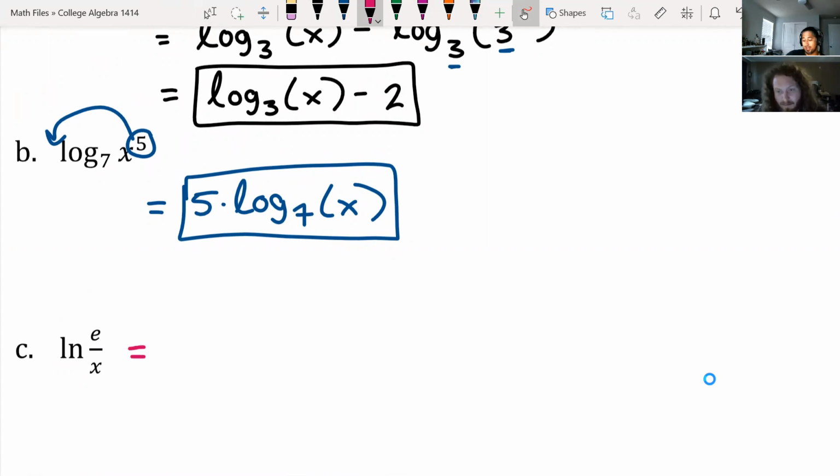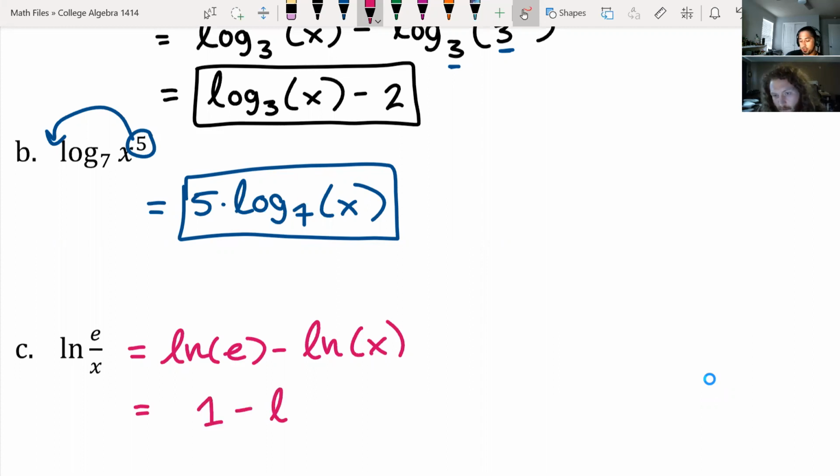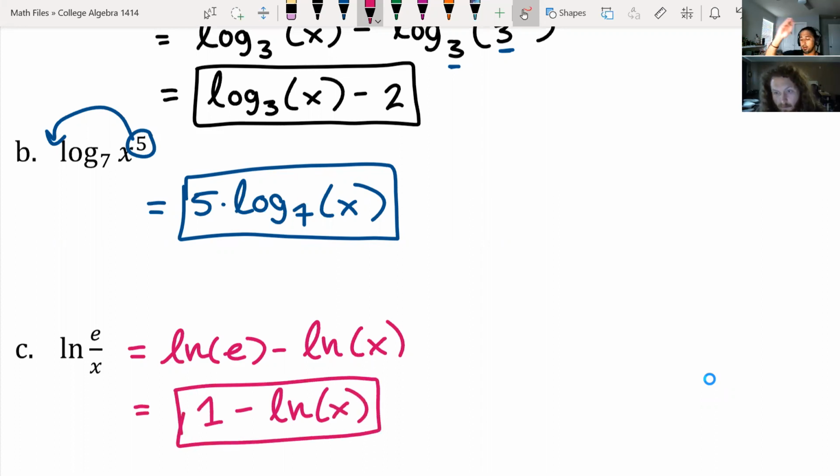All right. You got natural log of e over x. So again, you have a quotient. So we're going to go quotient to difference. So we're going to rewrite this as the natural log of e minus the natural log of x. And again, we can keep going because we learned on the first page that the natural log of e is equal to 1. So you get 1 minus the natural log of x.